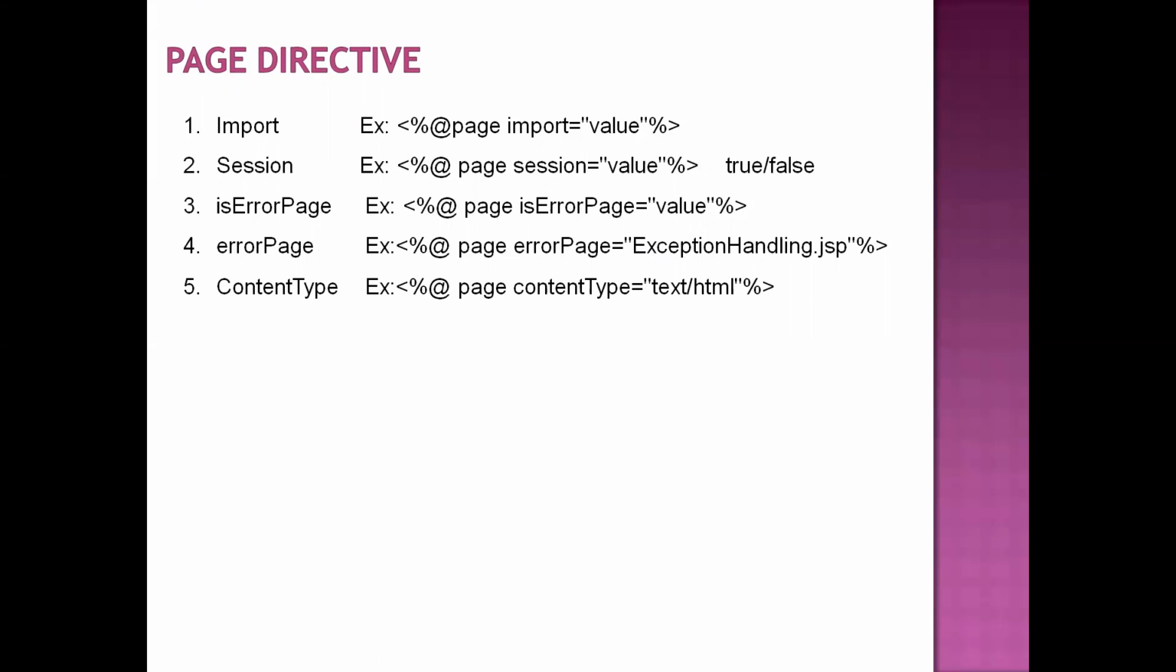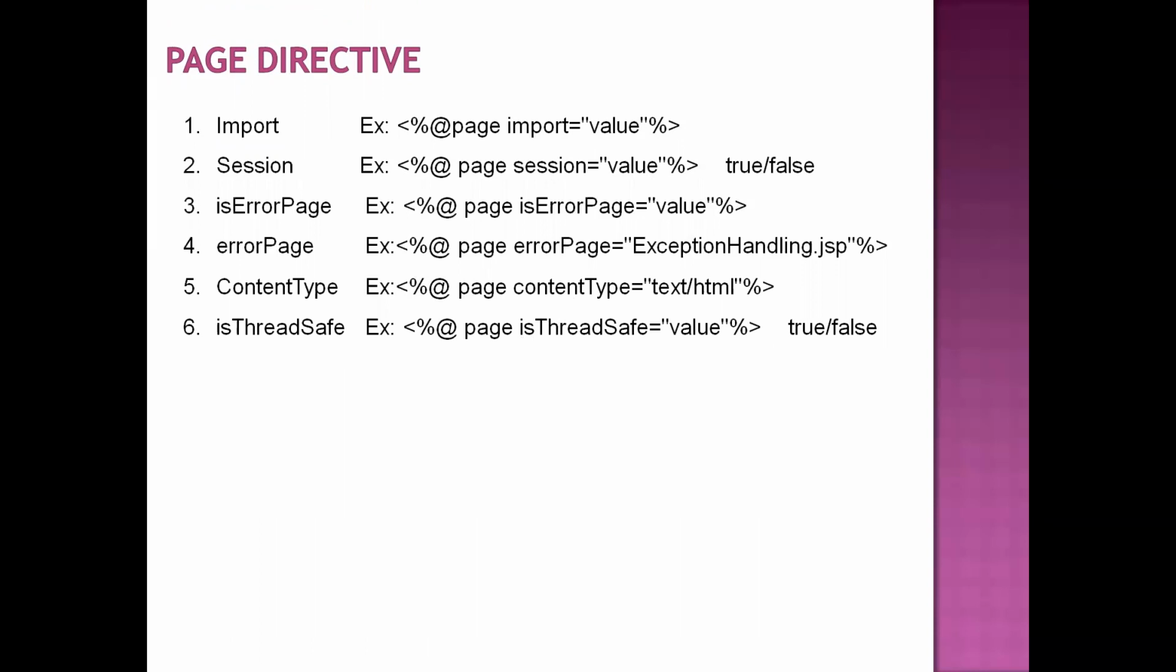Now the next one is the contentType attribute. This contentType attribute is equal to the setContentType method in servlets. It is used for setting a MIME type for your JSP page. Now the next attribute is the isThreadSafe attribute. The isThreadSafe attribute also takes either true or false values.